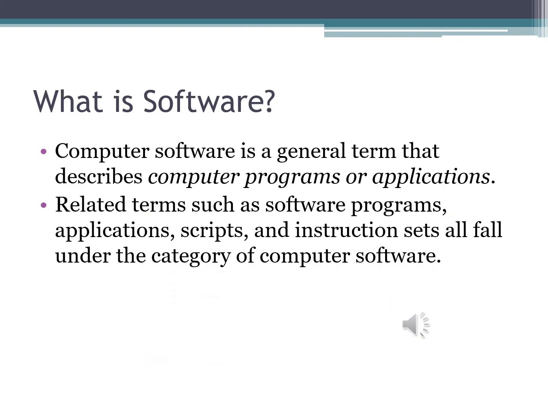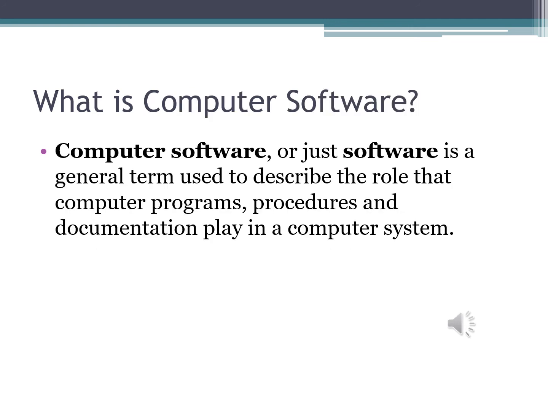Computer software is a general term that describes computer programs or applications. Related terms such as software programs, applications, scripts, and instruction sets all fall under the category of computer software. Computer software, or just software, is a general term used to describe the role that computer programs, procedures, and documentation play in a computer system.